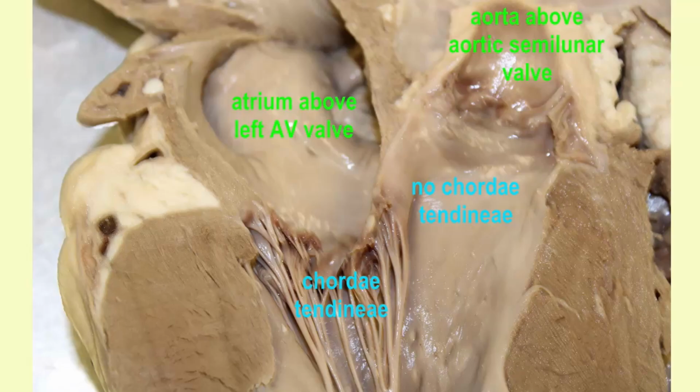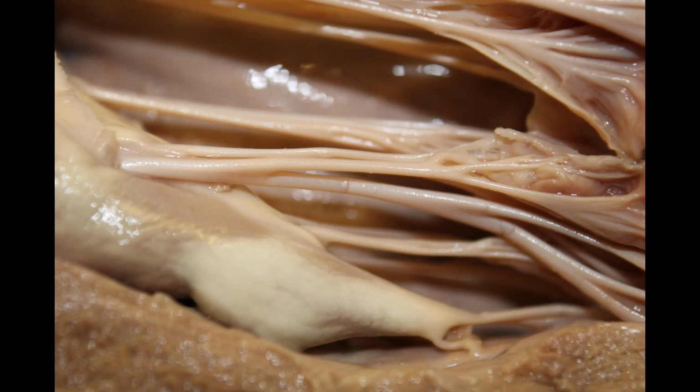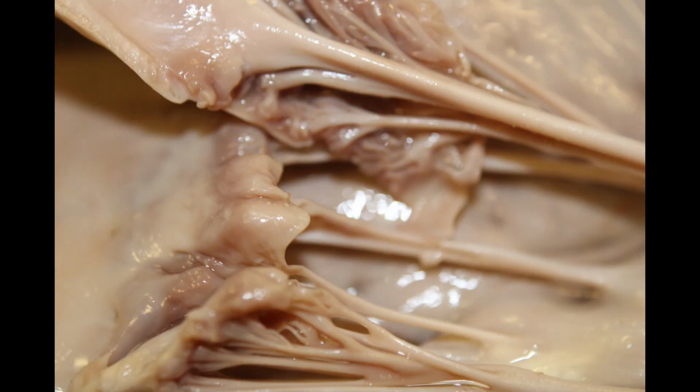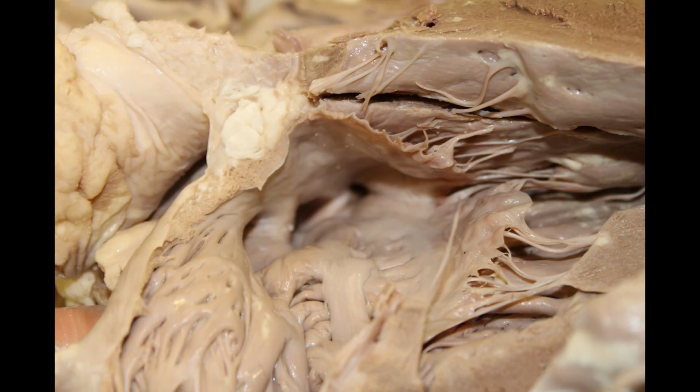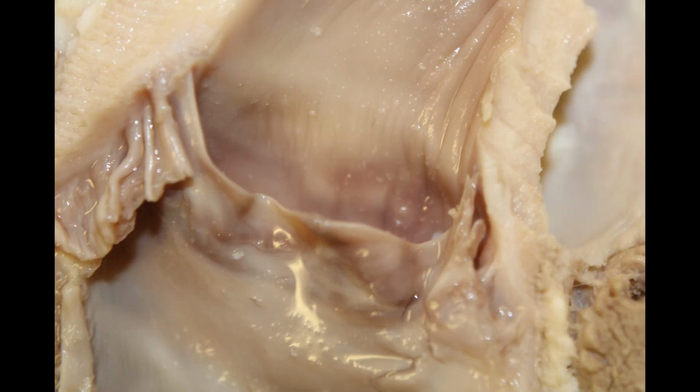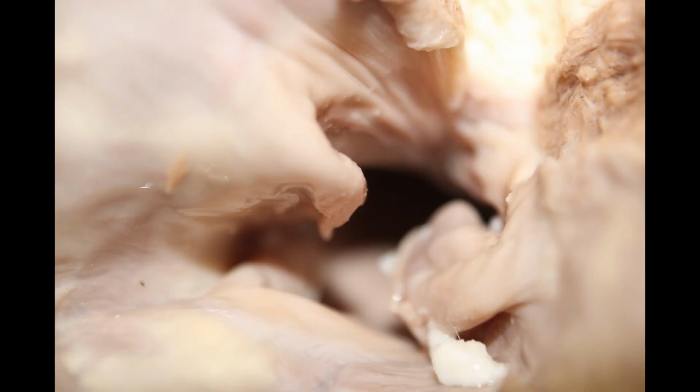a semilunar valve does not. Also note that strap-like or rope-like structures known as chordae tendineae, also it's pronounced and spelled chordae tendineae, exist only on the AV valves. And so they are very obvious structures that can be used to distinguish the AV valves, which have these chordae tendineae, and the semilunar valves, which lack them.